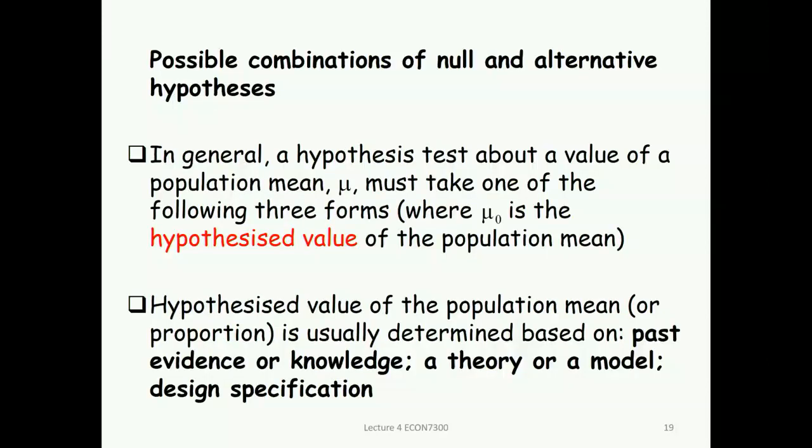So where do we find the population mean and the population proportion? We don't know. We just simply hypothesize. Sometimes past evidence would tell me to hypothesize. Sometimes a theory would help me, but sometimes specifically design specification.